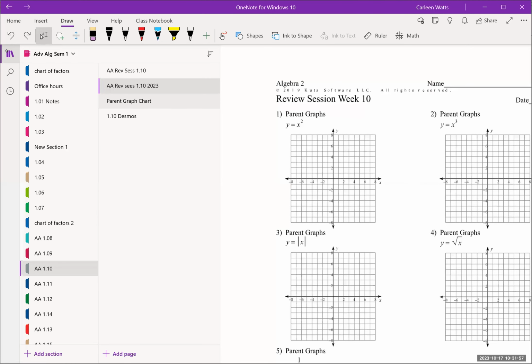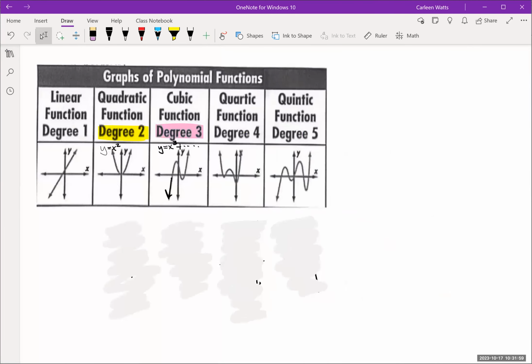Now, first of all, this is not going to show up until next week. If you look at the week 11 review session, you'll see this chart. This chart talks about the fact that degree 1, that means y equals x with an exponent 1, would be linear.